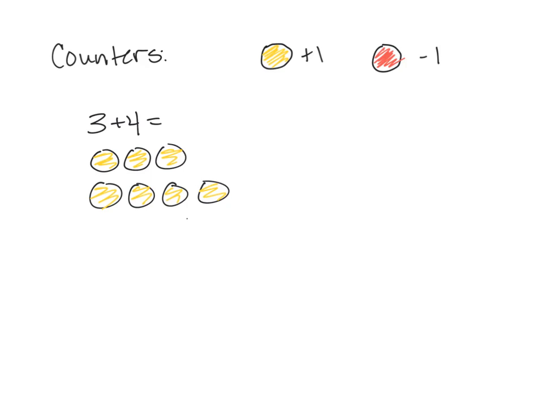So if I had something, and like I said, I know you know what 3 plus 4 is, but just for modeling purposes, I'm using one of these positive counters to represent every positive number. So if I have 3 plus 4, I'm going to have 3 positives and 4 positives, and then I can just count those up, and that is 7 positives.